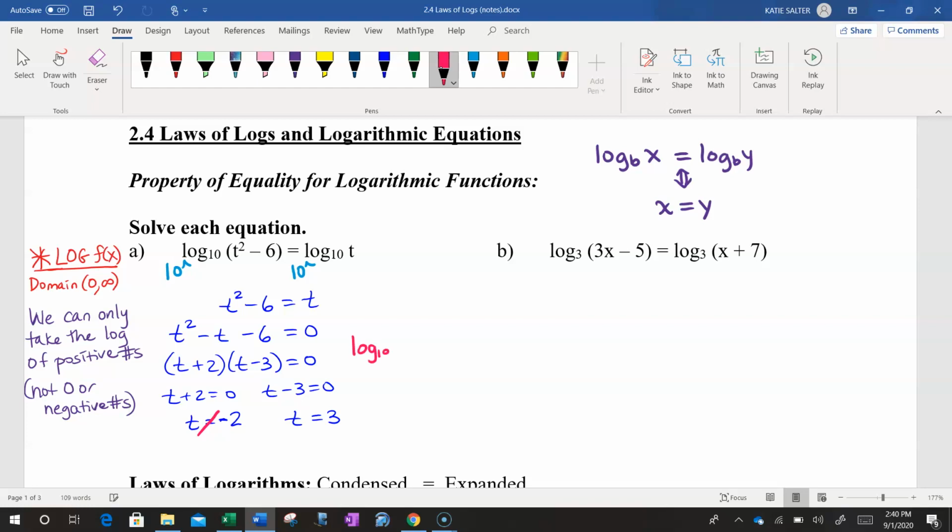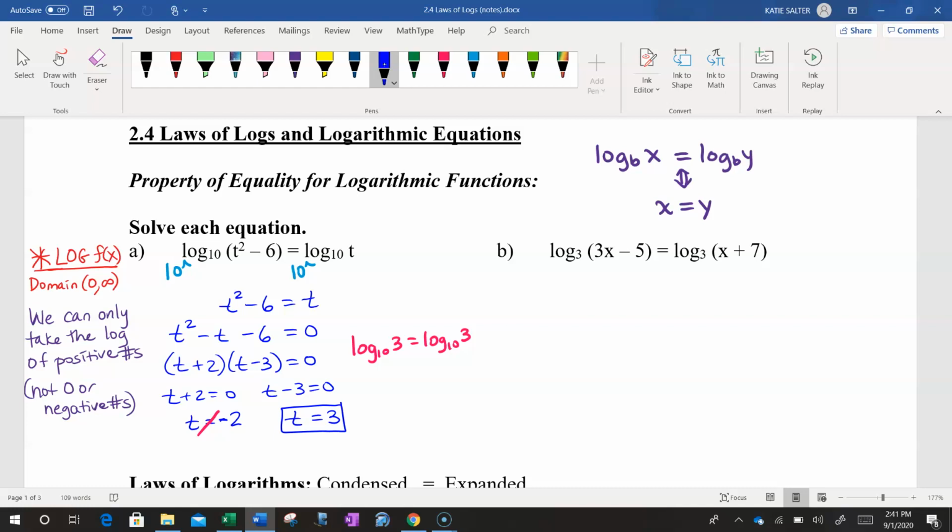That would have given me log base 10 of 3. And if I substitute this side, that would also be log base 10 of 3, and you can even see that they come out to be equivalent. So in this case, we only have one solution. The negative 2 is extraneous, and the 3 is our answer.